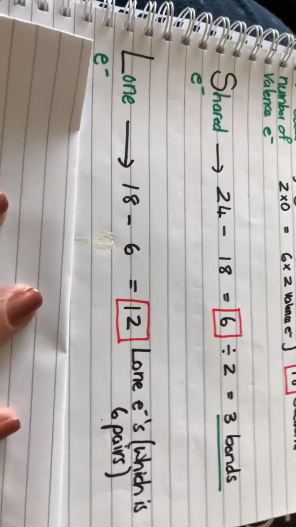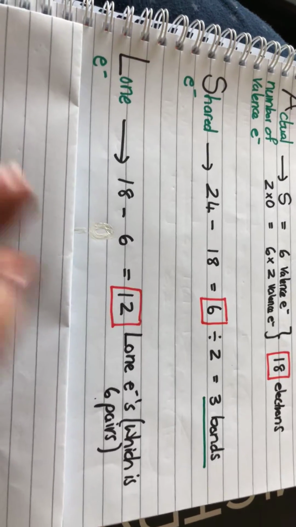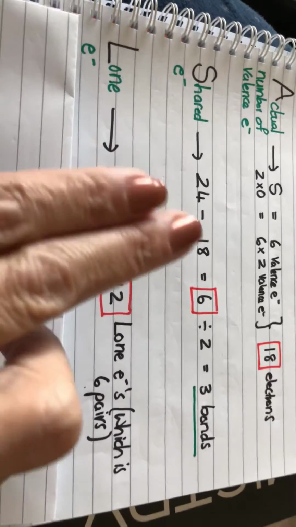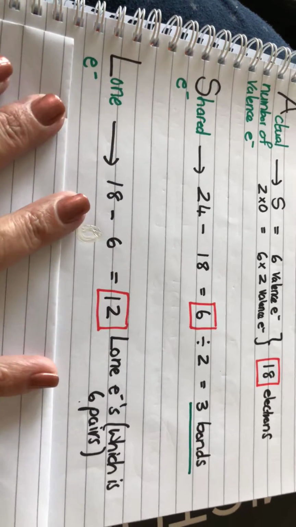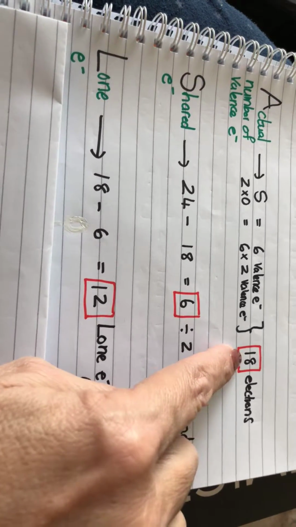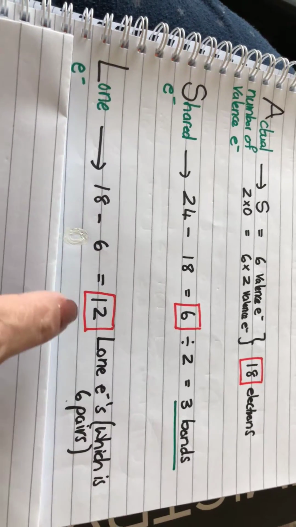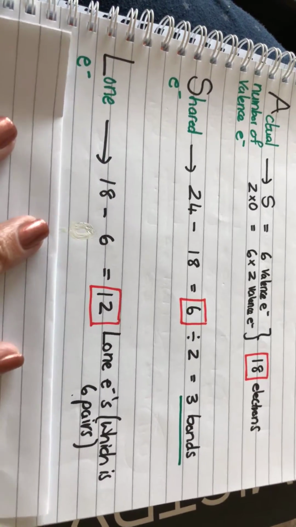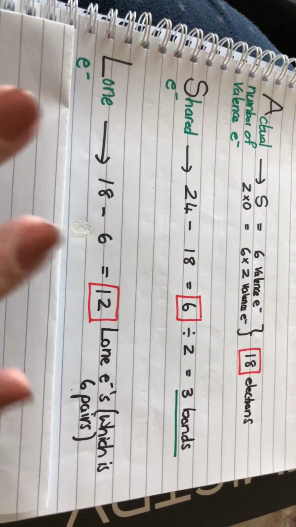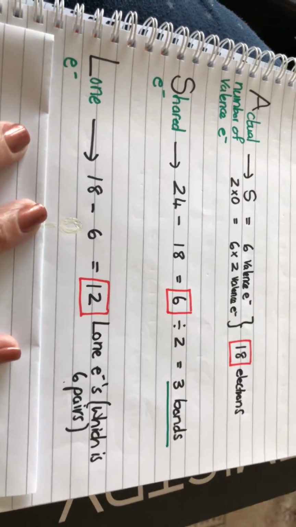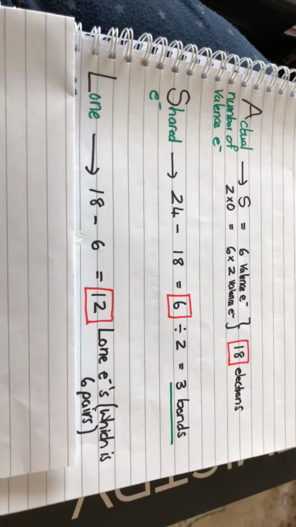The L part of this method is to calculate how many lone electrons you have. Now remember, there are two electrons in a lone pair, just like there are 2 electrons in a valence electron pair. So if you want to know how many lone electrons you have, you take this 18, the actual valence electrons that you have, minus the 6 that you are going to share, which means the leftover electrons are going to be the lone electrons that are not going to be sharing, right? That gives you 6 pairs of electrons. So once you have this, you are now ready to draw the Lewis structure.